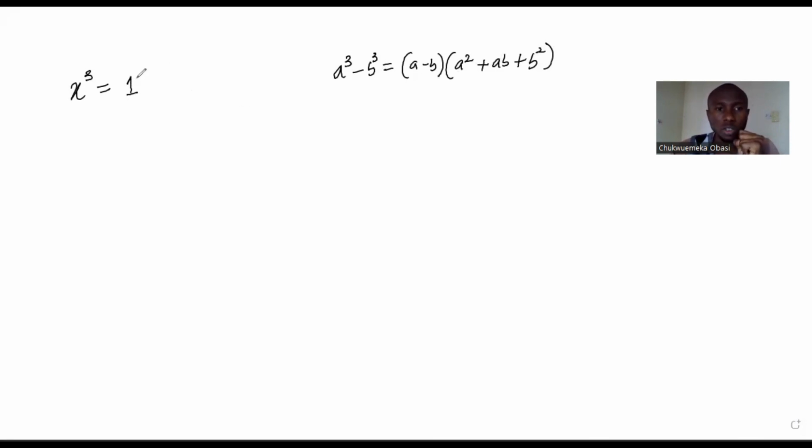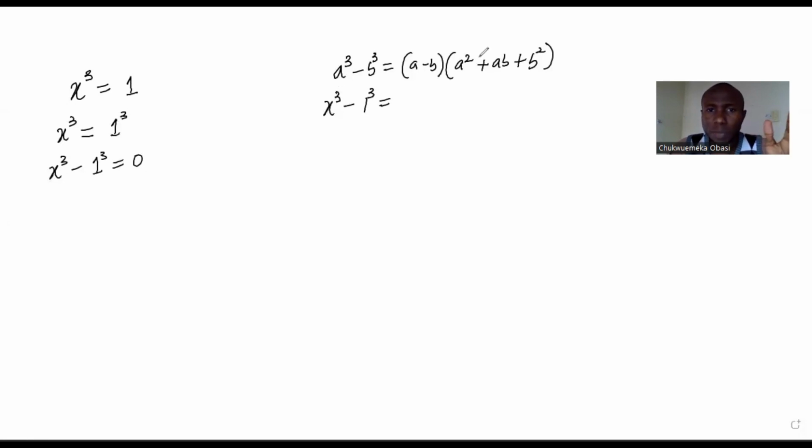Okay, now remember, you can actually write 1 as 1 cubed, isn't it? It doesn't change anything. So we have x cubed equal to 1 cubed, right? 1 cubed is 1 times 1 times 1, which is still 1. So we have now x cubed minus 1 cubed is equal to 0, all right? When you take 1 cubed to the other side of the equation, you have this. Now, bring up these guys here. We have x cubed minus 1 cubed.